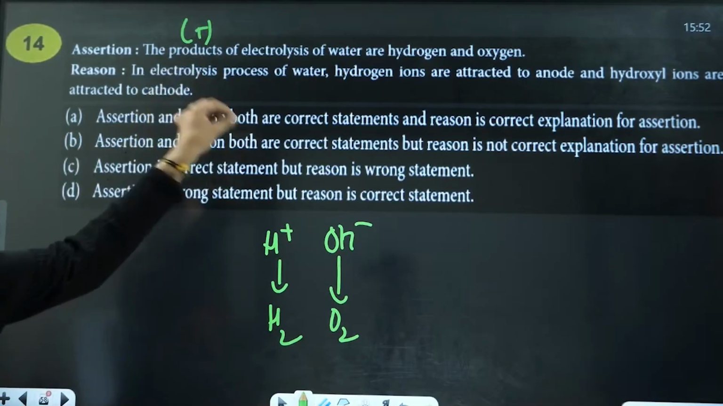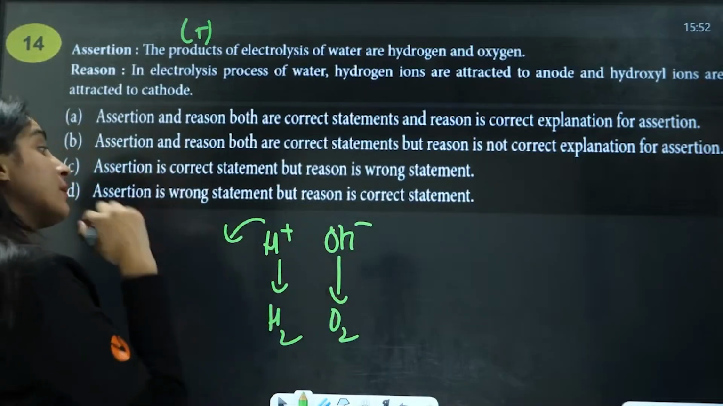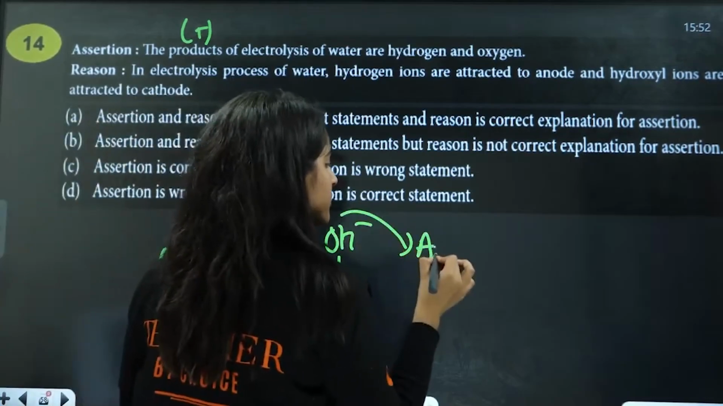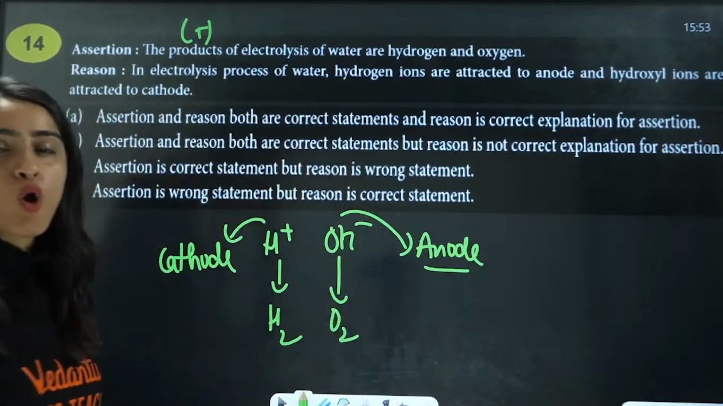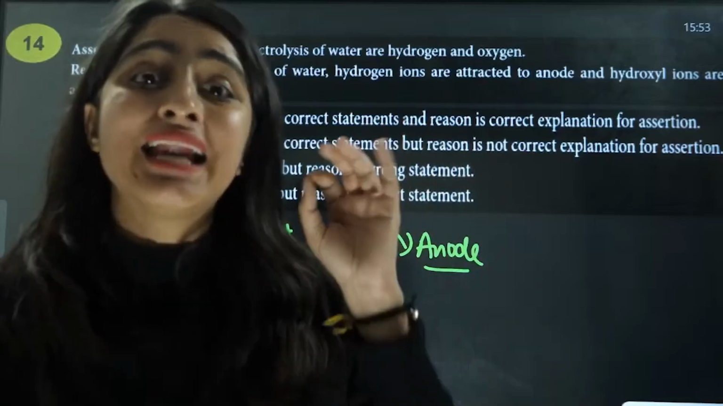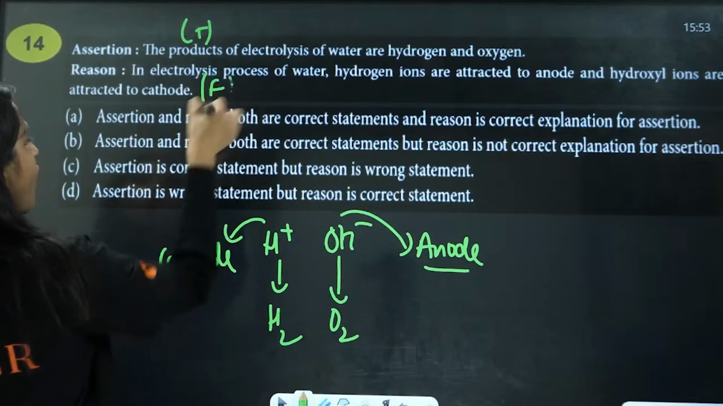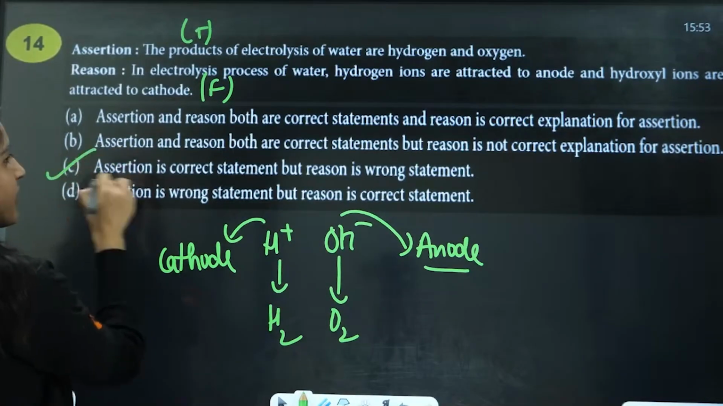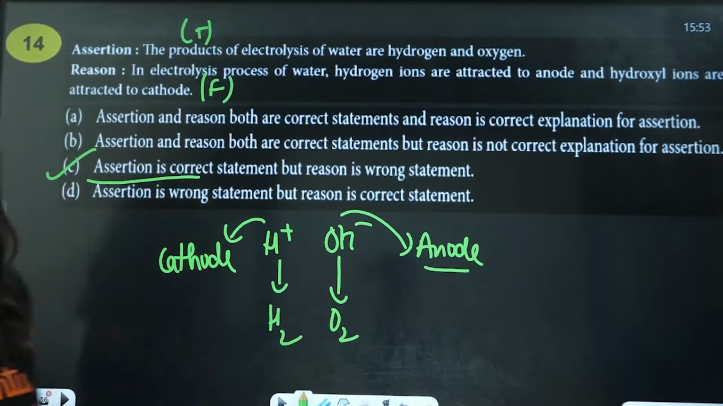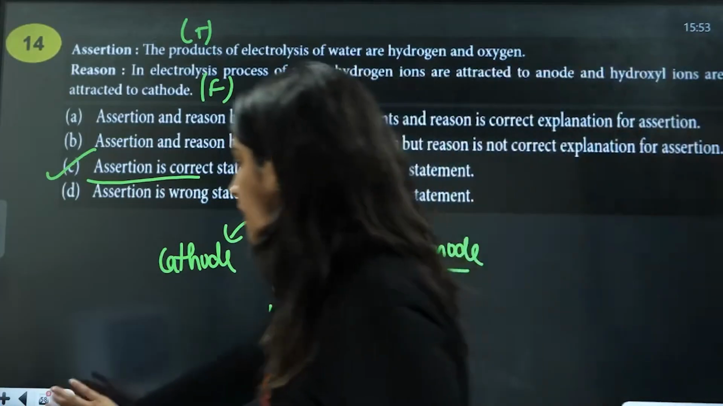In electrolysis, hydrogen is attracted to the anode. This is H positive, and anode is the positive electrode. It is going to attach to the cathode, and this is going to attach to the anode. Because in an electrolytic cell, anode is positive and cathode is negative. In an electrochemical cell, anode is negative and cathode is positive. So here we will say this is the false statement. That is, the assertion is correct, but the reason is wrong. Yes, option C is the correct answer here.